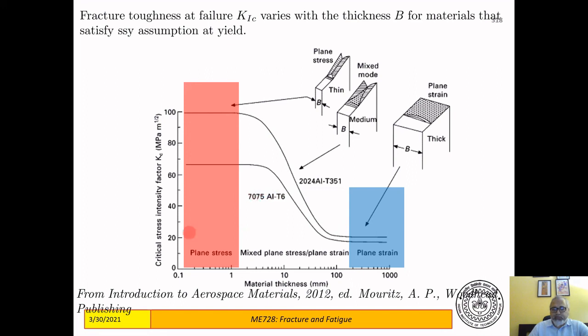So taken from this source. You will have a transition region where you have neither perfectly plane strain nor perfectly plane stress, and there you will have a transition from a high fracture toughness value to a low fracture toughness value. So plane strain situations will underestimate the fracture toughness, plane stress situations will overestimate it, and you have to be aware of this fact.